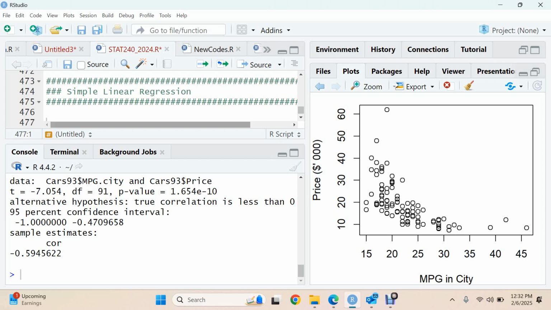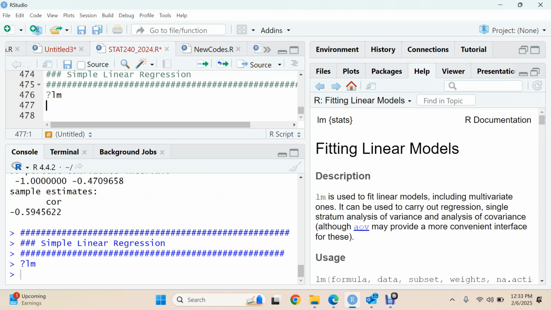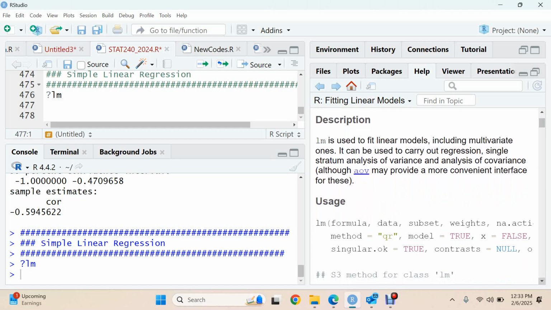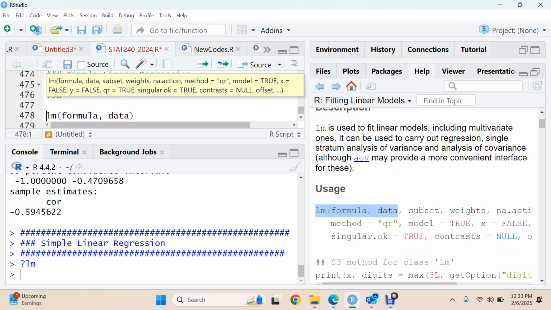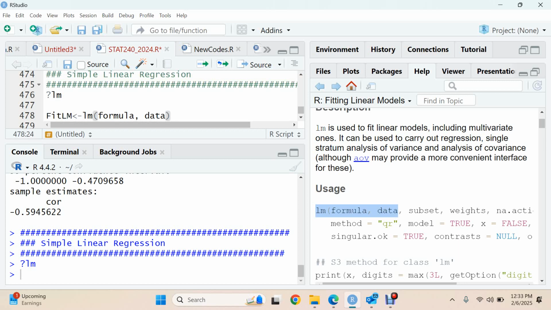Now, how do we perform regression in R? Well, we use lm. So let's look at the help for lm. lm fits linear models. And the usage is this. So I'm going to show you how this is done. We copy up to that, and this. So we need a name for it, so maybe fit.lm. Then the data we are going to use is Cars93.